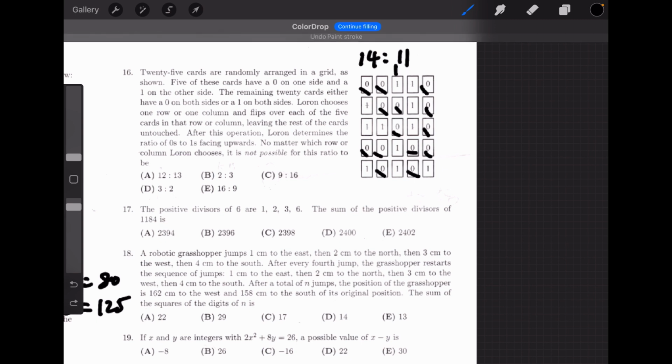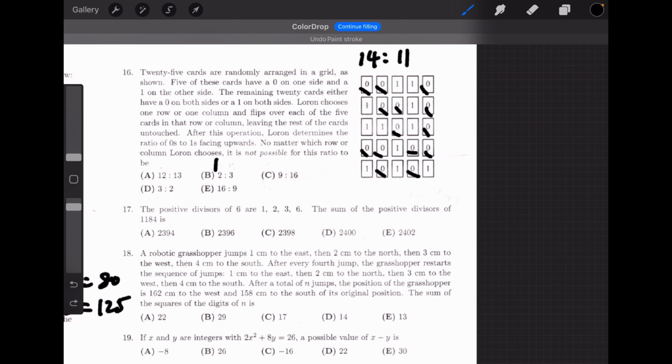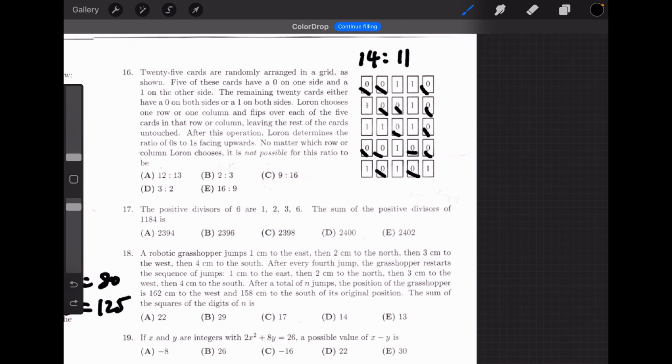And if we want to get answer B, which is 10 zeros to 15 ones, then we need 4 fewer zeros and 4 more ones, and we can do that by flipping over this row. And if we want to get option C, we would need to have 5 fewer zeros and 5 more ones, which in other words means one row has to be all 1 or all 0. And there is no such row in this grid, therefore C is impossible to get.